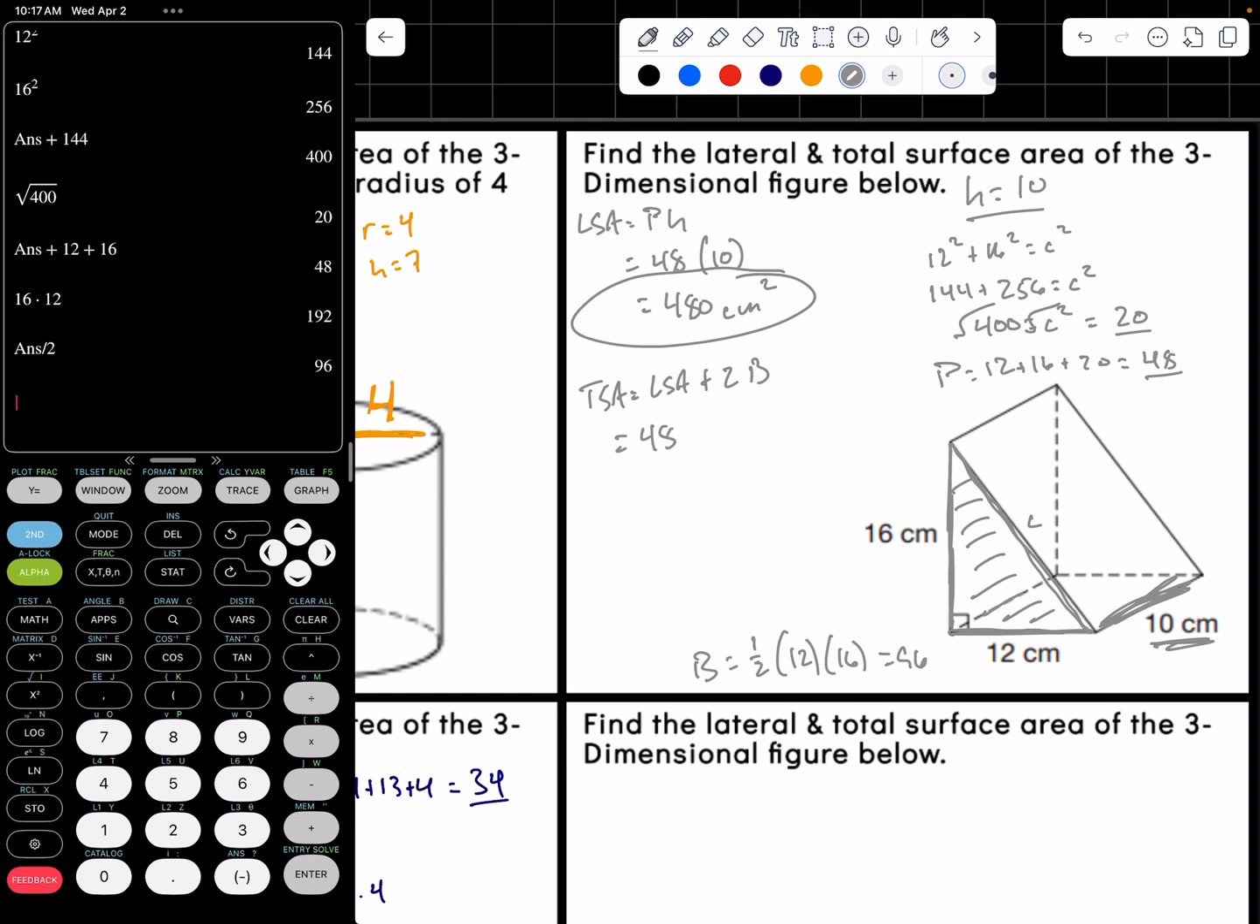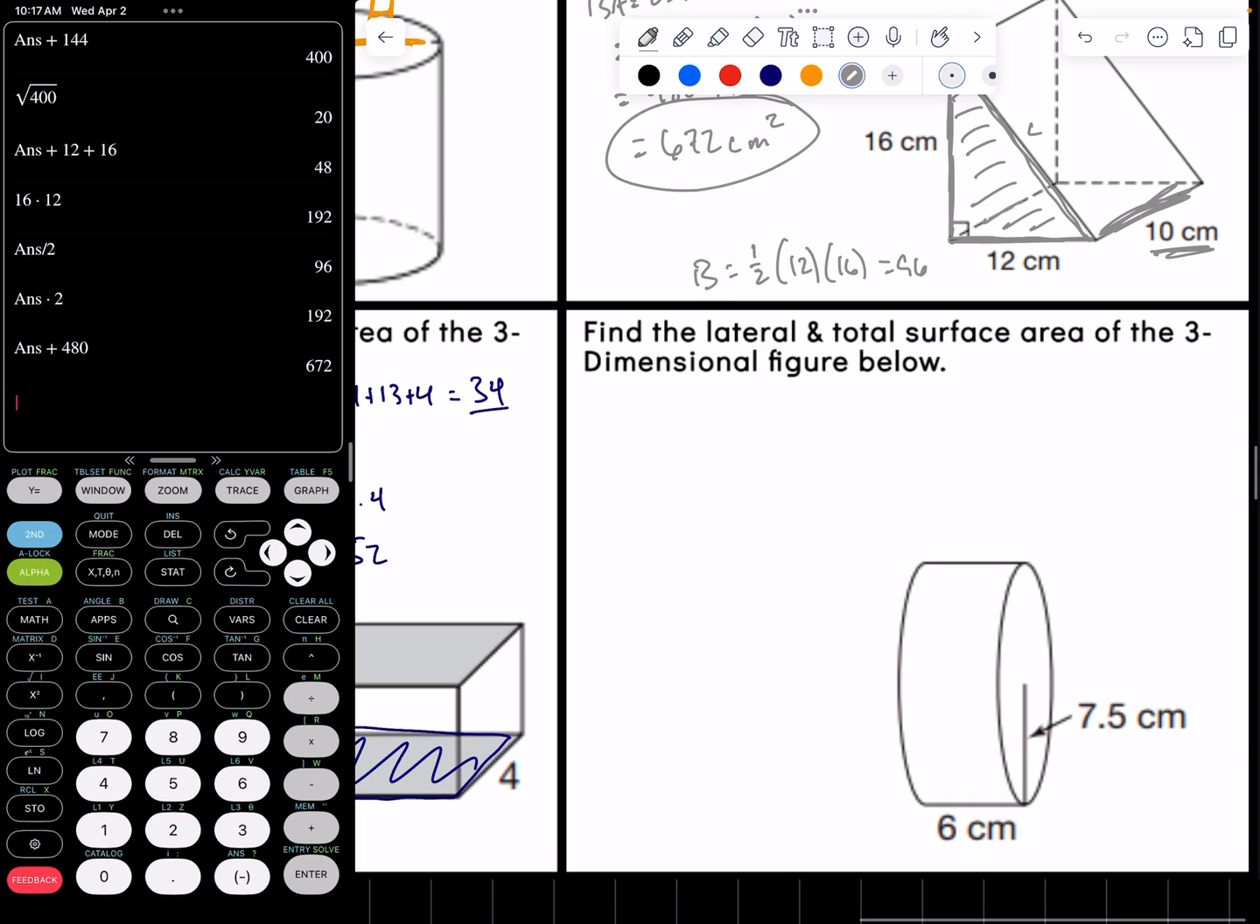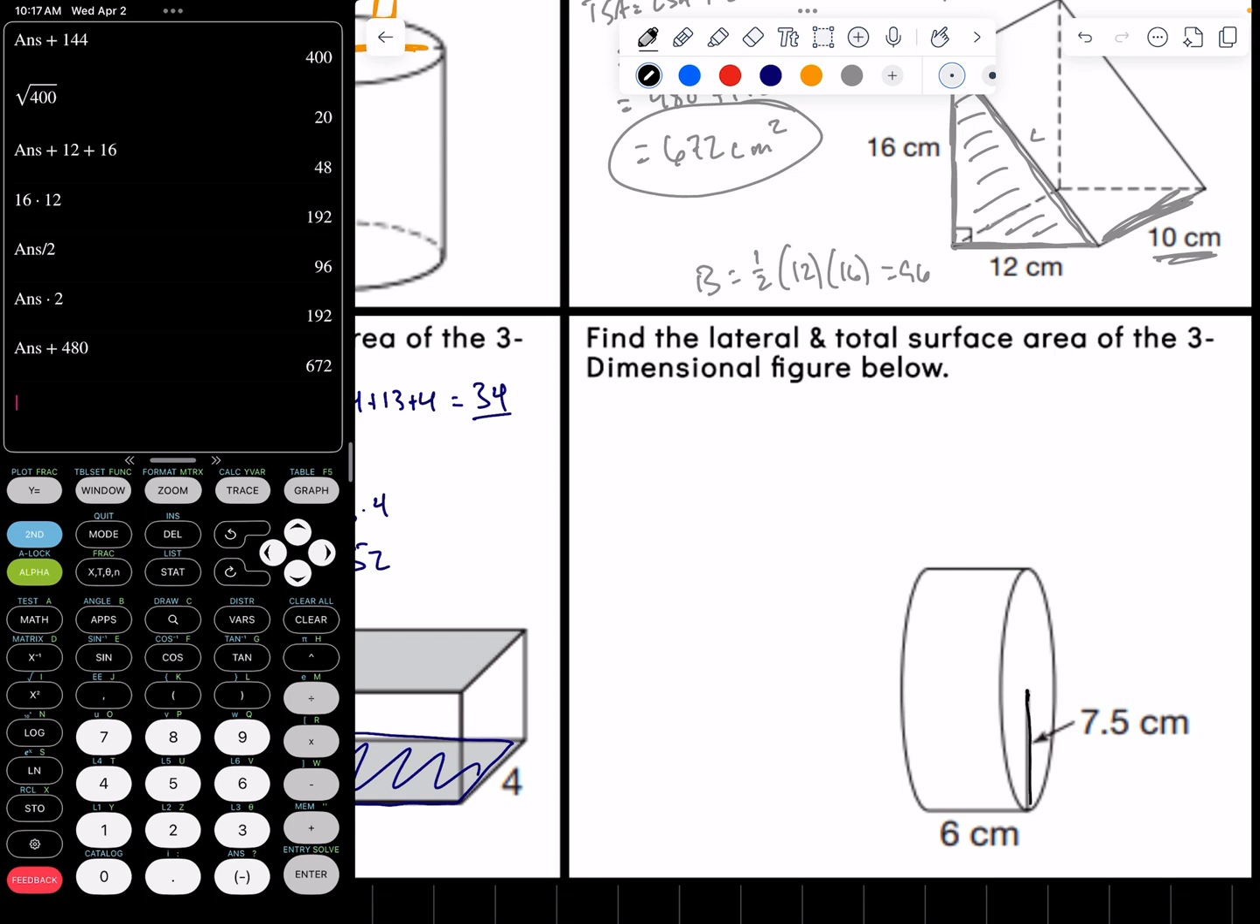My lateral surface area is 480, excuse me, 2 times 96, which is 192. 480 plus 192. That's going to equal 672 centimeters squared. And then our final question, we've got another cylinder. So as long as I know that the radius is 7.5 and the height is 6, I'm just going to plug it into my formula.